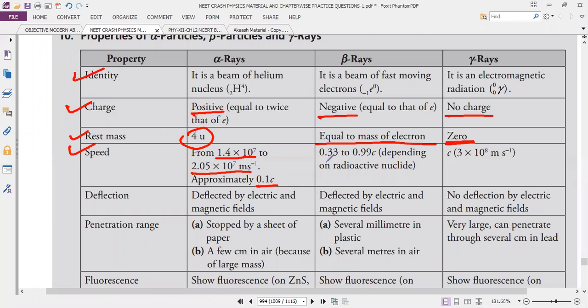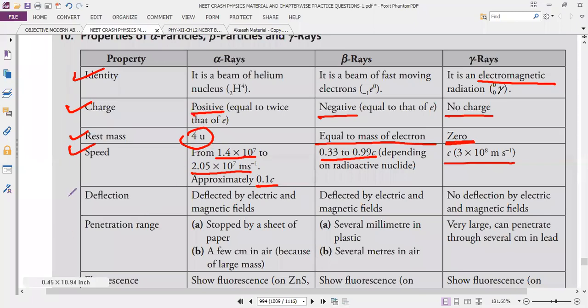Next one, beta. It is 0.33 c to 0.99 c. Third one, gamma. It is equal to the speed of light, 3 × 10^8 meter per second, because we know very well that gamma is electromagnetic radiation, and light is one of the electromagnetic waves. That is the fourth point.